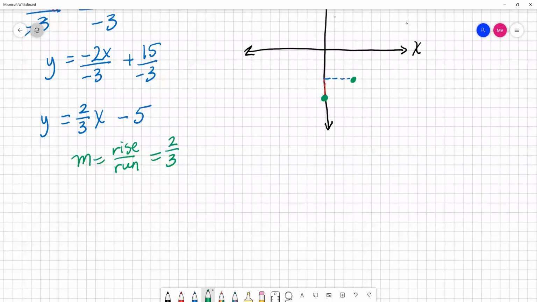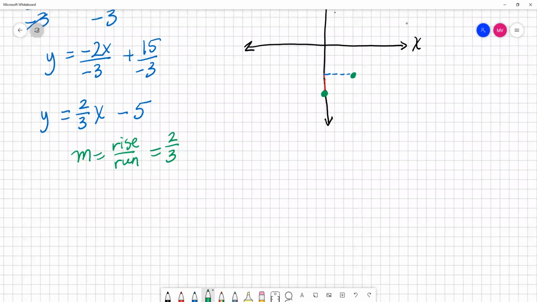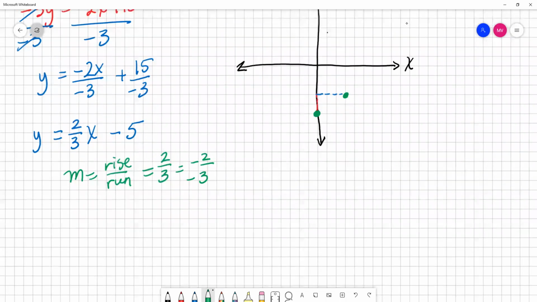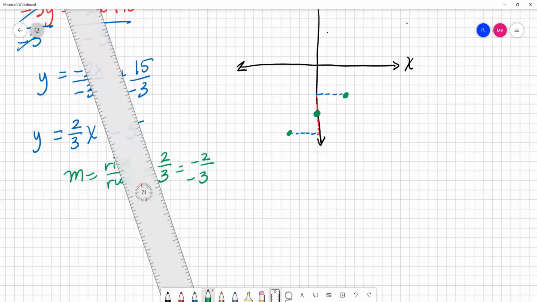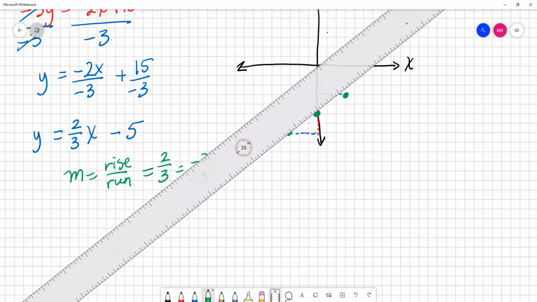So what's another way we can write 2/3? -2 over -3. So you go down 2 from the y-intercept and you go to the left. You'll notice, yes, you go down 2 and then you go left 3. And you'll see they do typically mirror themselves. These points will always mirror themselves across the y-intercept, and so it creates a line.